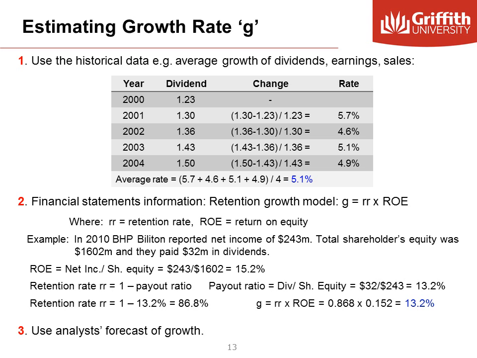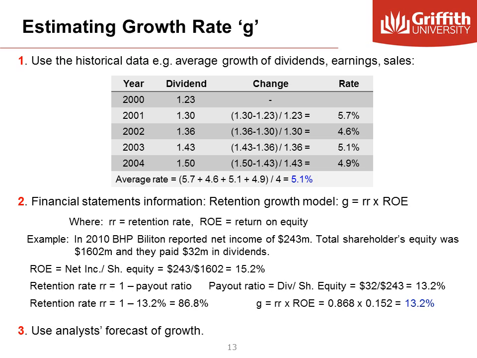For example, in 2010, BHP Billiton reported net income of $243 million. Total shareholders' equity was $1,602 million, and they paid $32 million in dividends. So first, we calculate the return on equity, and we already know how to find this ratio. Net income divided by shareholders' equity is a 15.2% return on equity.